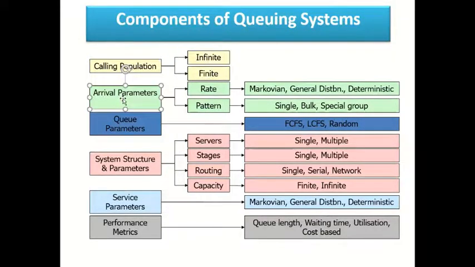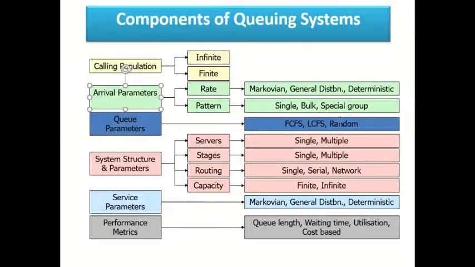Now there is another important component, which is the arrival parameters. Typically we are more concerned with the arrival rate of customers or jobs at a production or operations facility. So at what rate are the customers or the jobs arriving, and what is the pattern of arrival? Are they arriving as single units or single jobs, or are they arriving in bulk units? Or there may be some arrangements in which special kinds of groups are arriving.